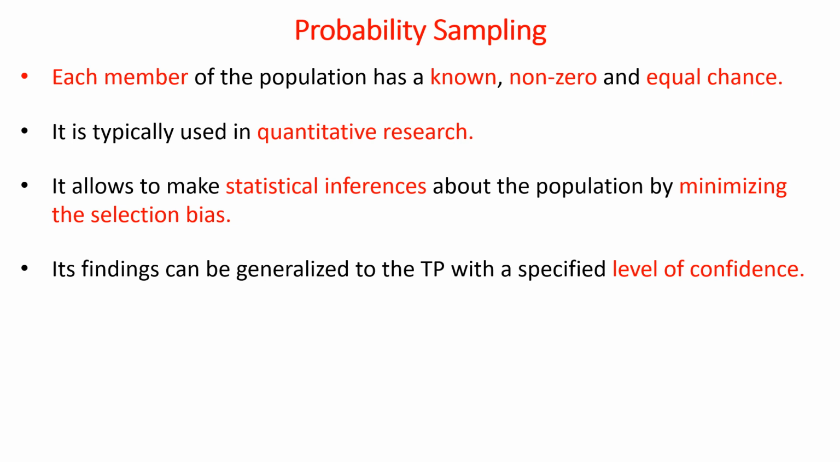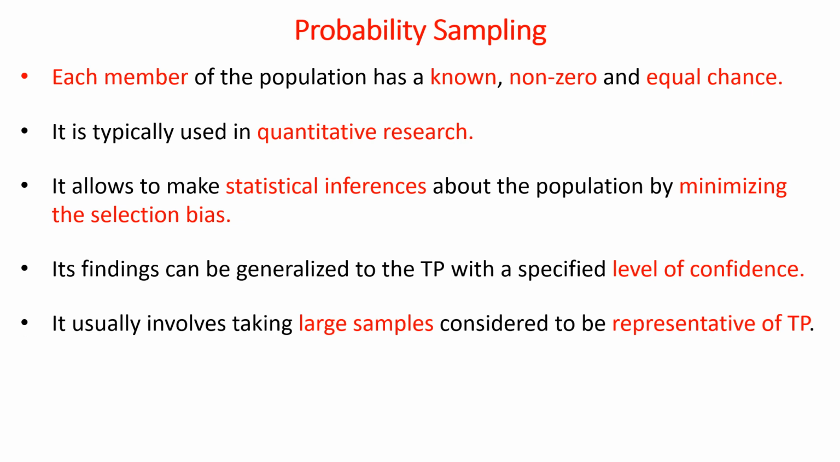By the way, the level of confidence can be 100 if we conduct a census. If we conduct sampling, our level of confidence is obviously less than 100. Probability sampling usually involves taking large samples that are considered to be representative of the target population. So in probability sampling, we require larger samples that can be representative of the target population.